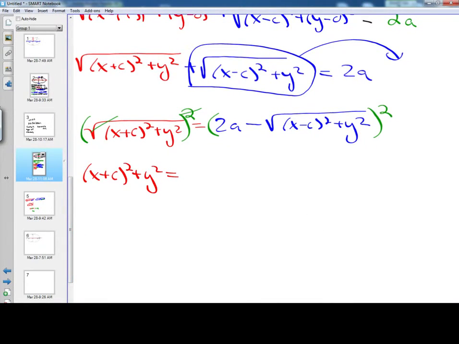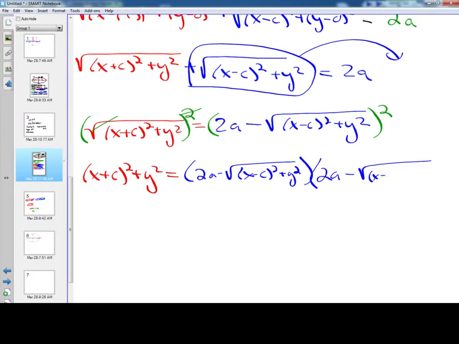So here's what this is saying. This is saying take 2a minus the square root of x minus c squared plus y squared and multiply it by itself. Minus c squared. That's what it's saying, right?